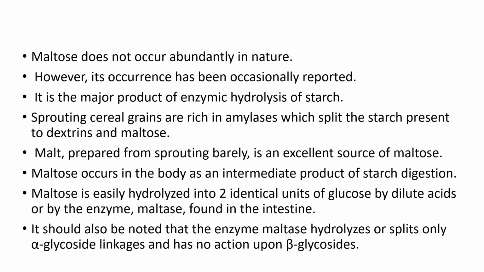Maltose does not occur abundantly in nature. However, its occurrence has been occasionally reported. It is a major product of enzymatic hydrolysis of starch. Sprouting cereal grains are rich in amylases, which split the starch present to dextrins and maltose. Dextrins are a group of low molecular weight carbohydrates produced by the hydrolysis of starch or glycogen.